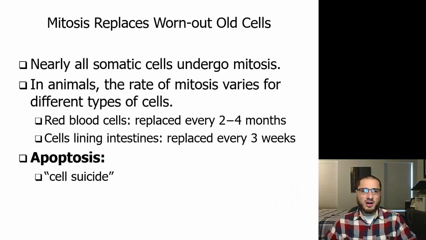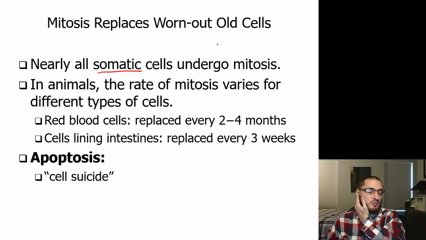So mitosis is good. It's going to replace worn out cells. It's good for repair. Anytime you're going to cut yourself or hurt yourself, mitosis is going to rebuild that. Nearly all somatic cells, meaning normal body cells, not sperm or egg, are going to undergo mitosis. Sperm and egg are there because of meiosis, which we'll talk about next week.